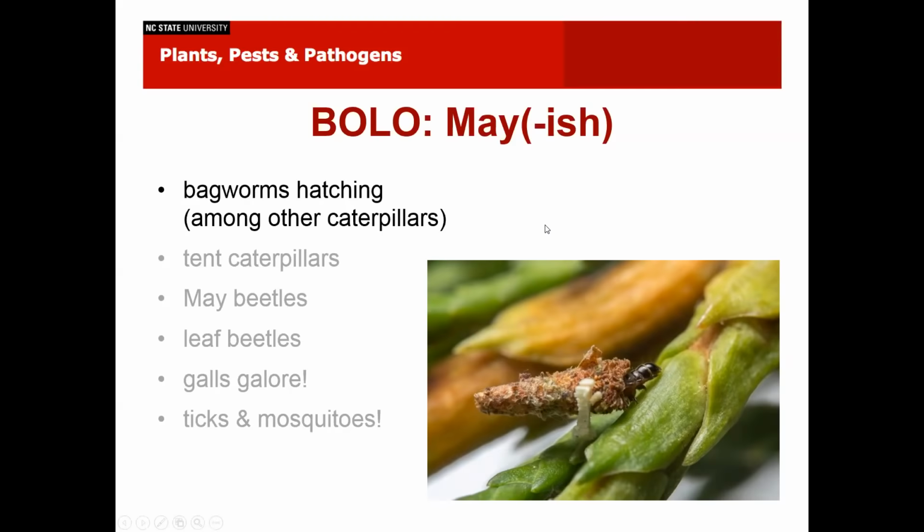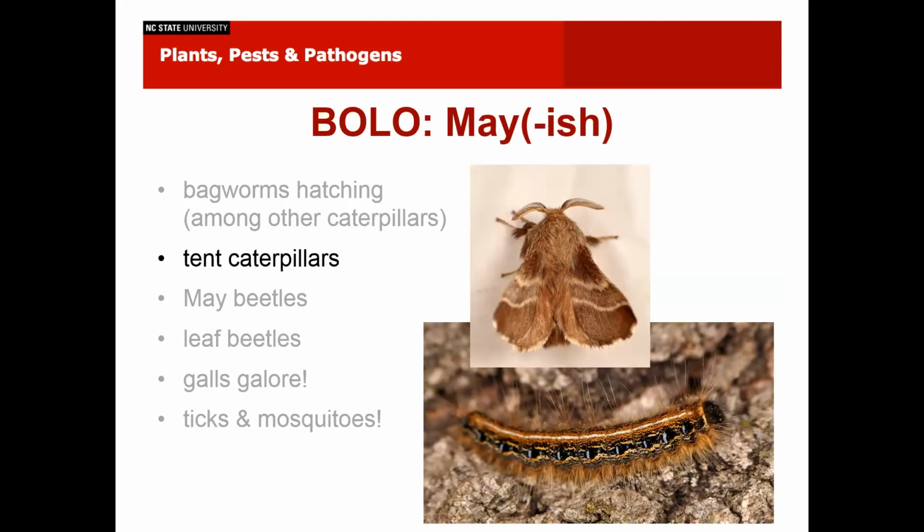Tent caterpillars. They may be gone by the middle of May, but right now you may be seeing these large hairy caterpillars with this white line down the back. That's an eastern tent caterpillar, and the adults are these really pretty moths with these cross stripes on them.